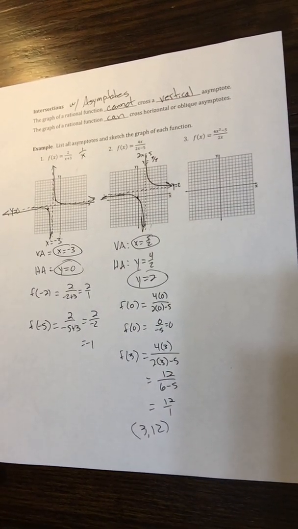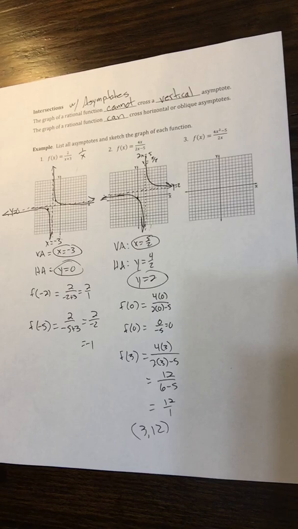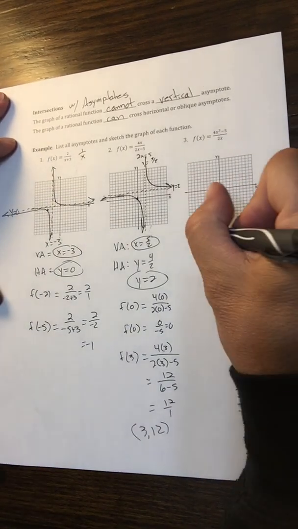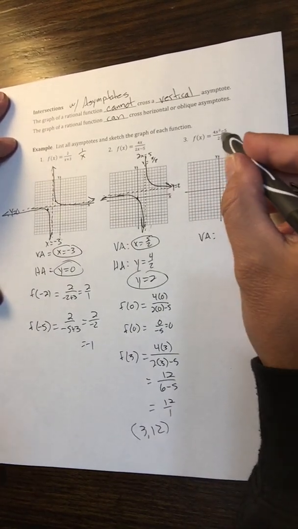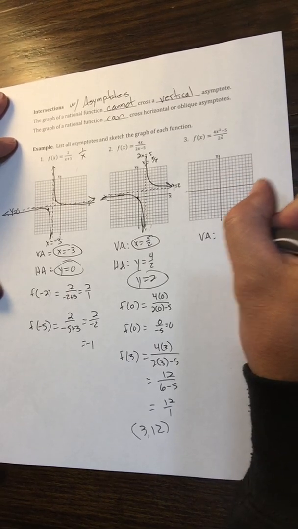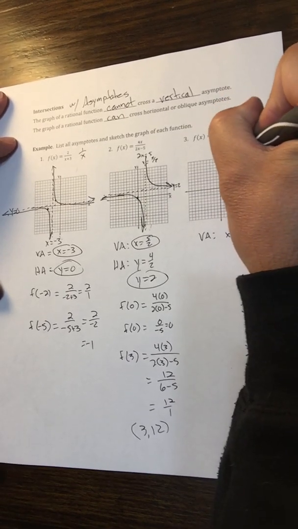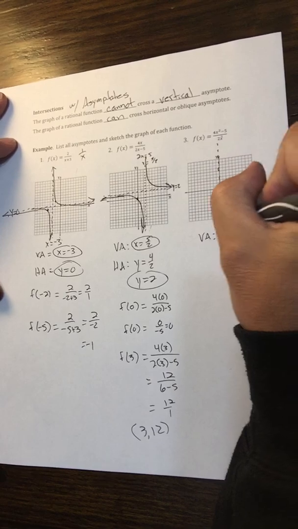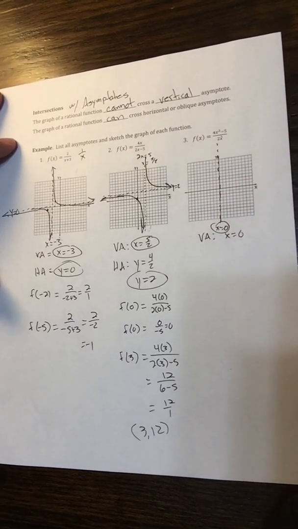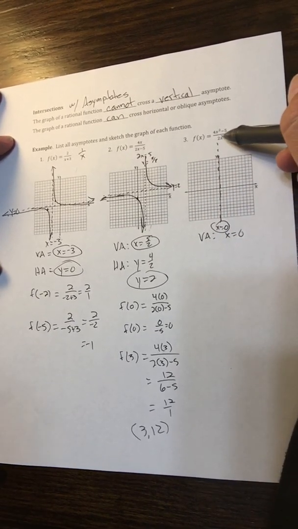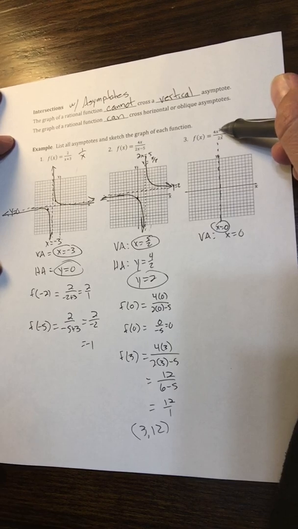All right, last problem for the day, people. Vertical asymptote. Whatever would make the denominator 0, that is x equals 0. I have a vertical asymptote at x equals 0. Okay, looking at the degrees, this is a degree of 1, that's a degree of 2.